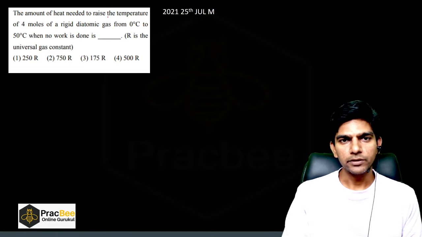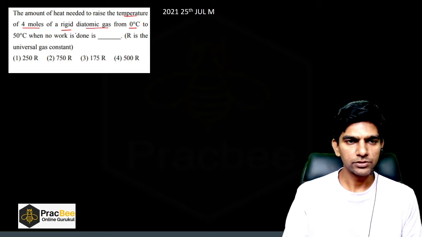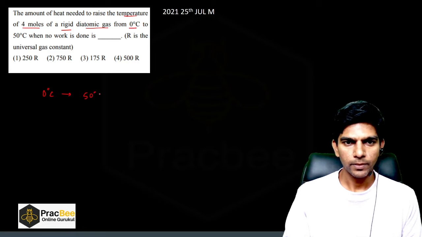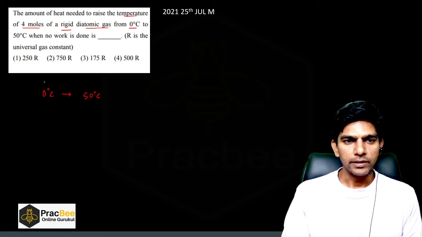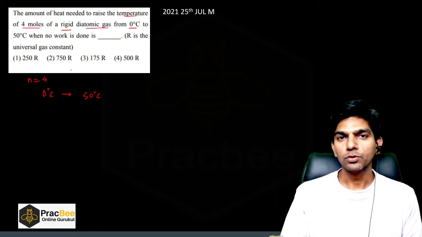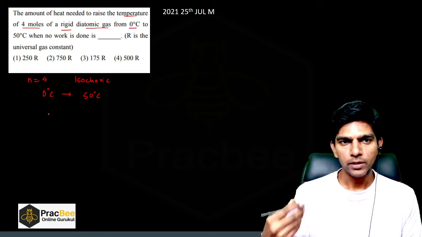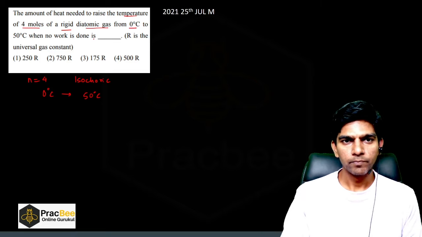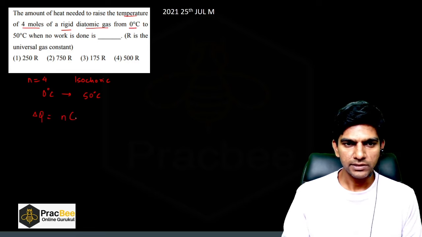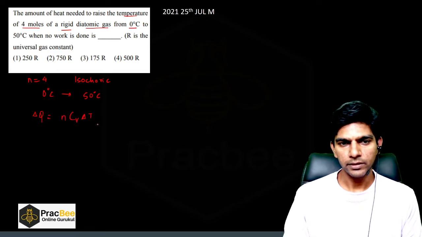The amount of heat needed to raise the temperature of 4 moles of rigid diatomic gas from 0 degrees Celsius to 50 degrees Celsius. So we want to increase the temperature from 0 to 50, and we have given n equals 4, and no work is done. So when no work is done, it means we have an isochoric process, so volume will remain constant. So in case of constant volume, the amount of heat needed will be n Cv delta T, right?